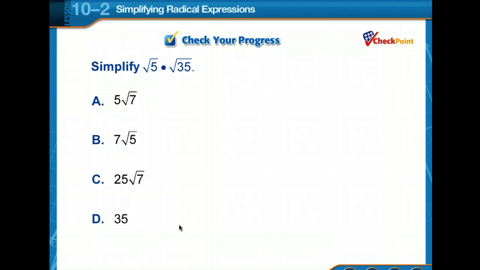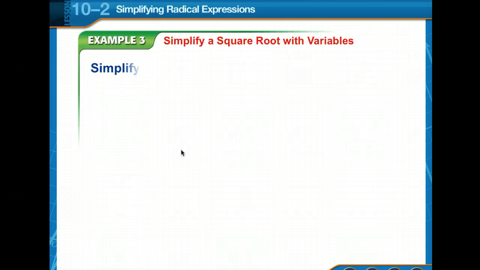Time to check your progress. So I want you to pause the video and try to work this yourself and then go back and see if you've got the correct answer. All right, so we've got a square root of 5 times the square root of 5 times the square root of 7. So square root of 5 squared times the square root of 7 is 5 times the square root of 7. Very good.